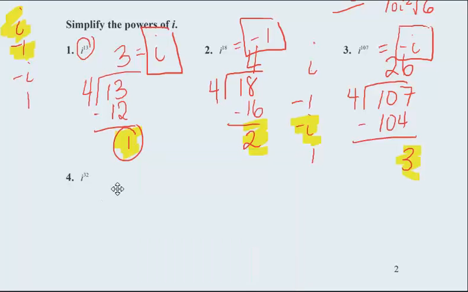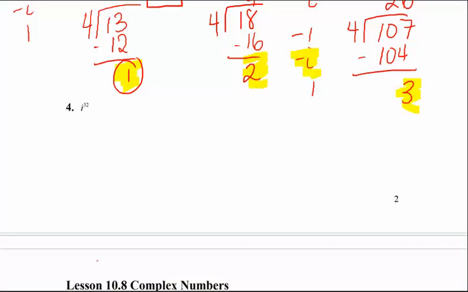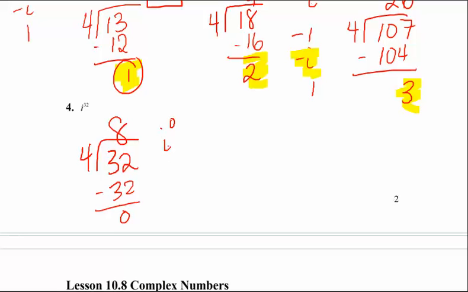32, let's divide that by the 4. So 32 divided by 4, well that's even, that's 8, so we have a remainder of 0. So this one kind of makes you think a little bit. This means that we are at a 0 power of i when we reduce it down. Well, anything to the 0 power is equal to 1.